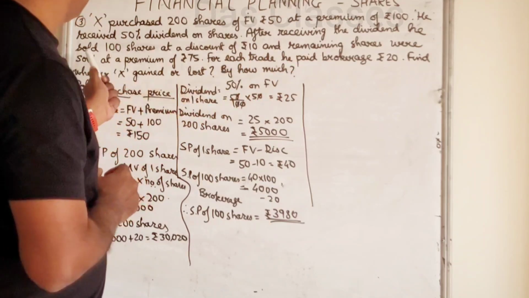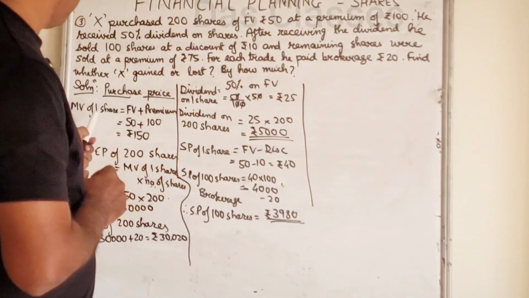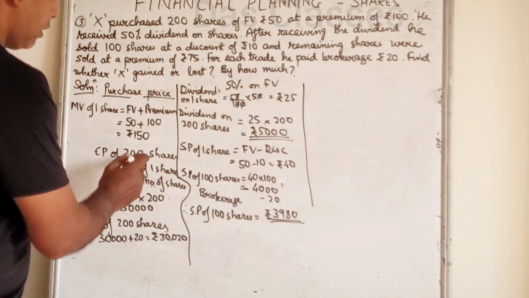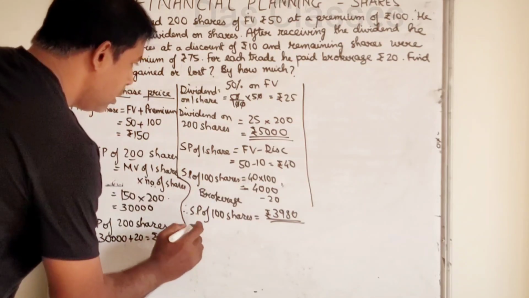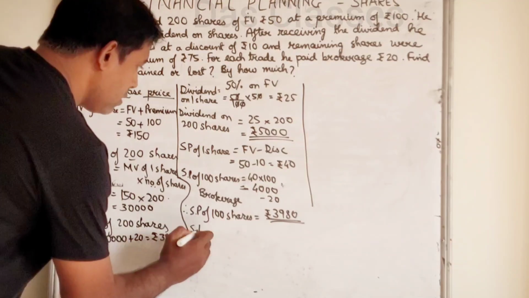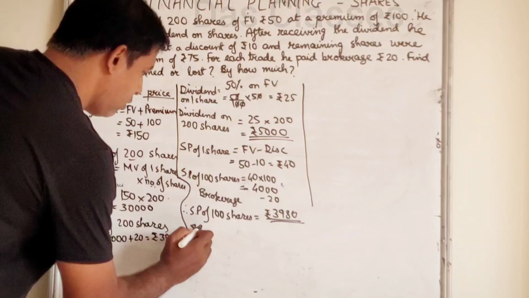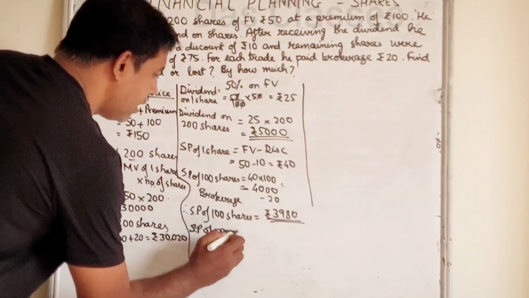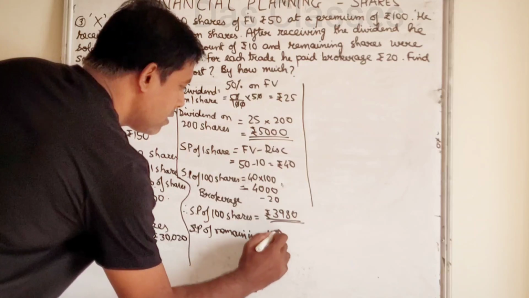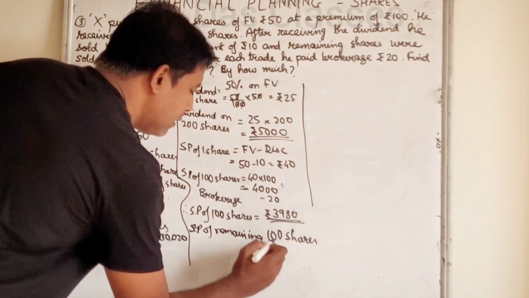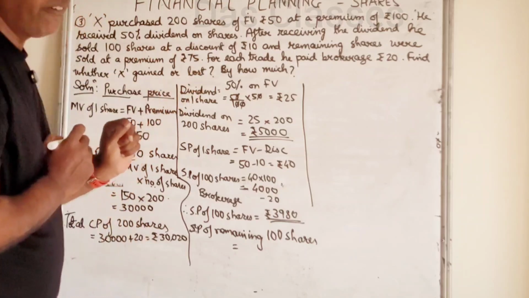After receiving the dividend, he sold 100 shares at a discount of 10, and then the remaining shares. Remaining means, total there were 200 shares, and out of that 100 shares are sold at that rate. Remaining means the selling price of the remaining 100 shares. So what rate did he sell at? He sold at a premium of 75 rupees.